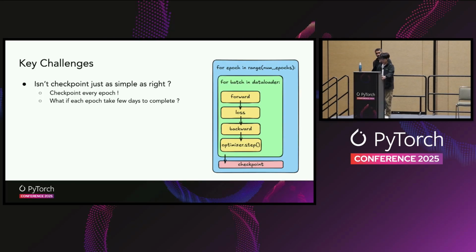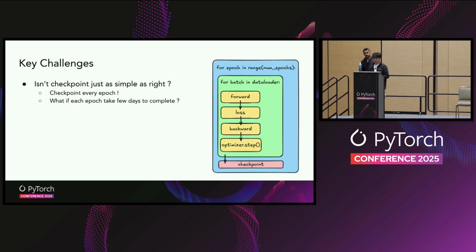So people might think checkpointing is just a straightforward diagram on the right. In typical multi-epoch training, each epoch iterates over the data loader. Every mini batch goes through forward, loss, backward, and optimize. After the data set is exhausted, we write a checkpoint and then continue to the next epoch.